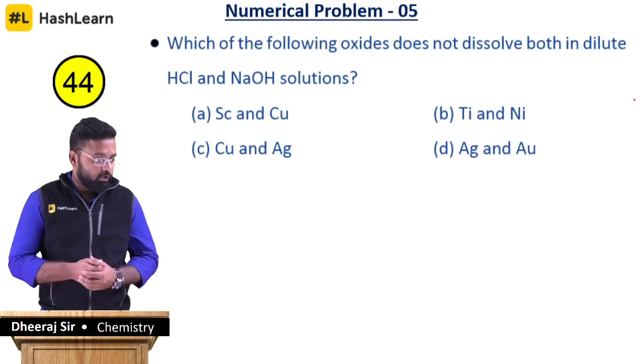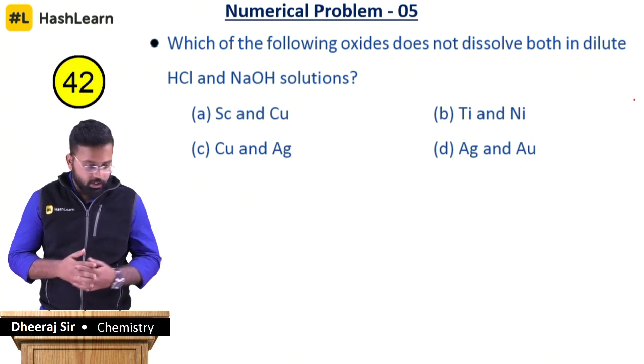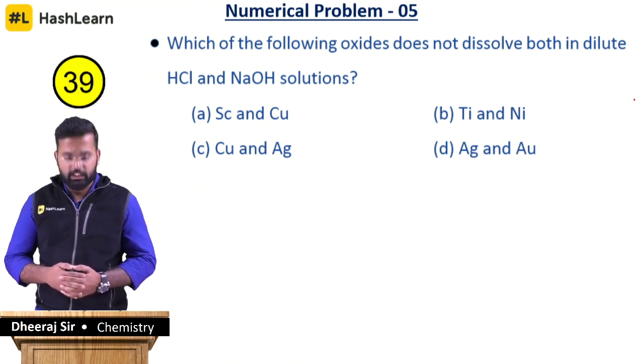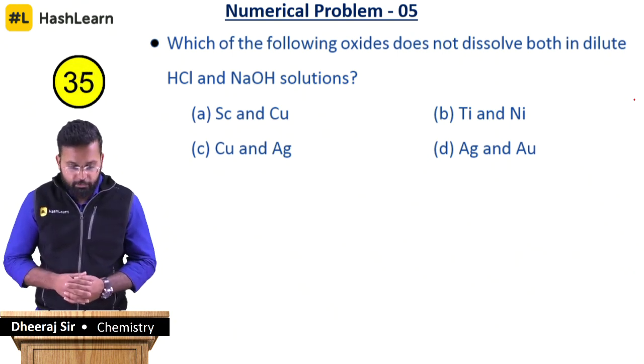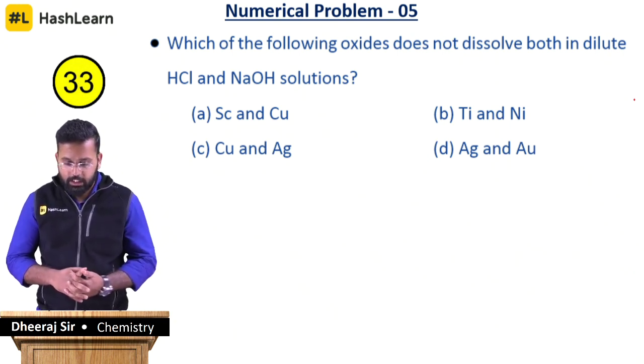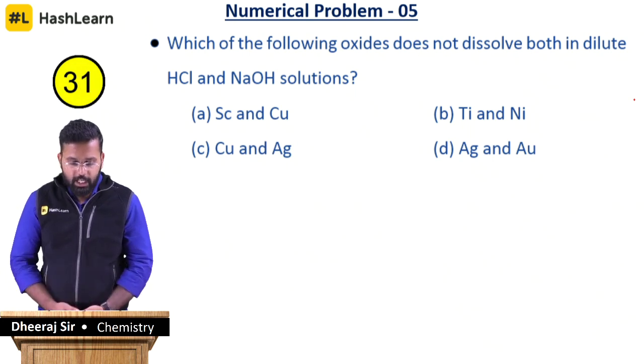Okay, good. So Rakesh and Peru have given us the answer, X and W. We will know about it in the next class of mine, which is on Tuesday, guys. So here we go. Look at the fifth question assigned for the day. Which of the following oxides does not dissolve in both dilute HCl and NaOH?